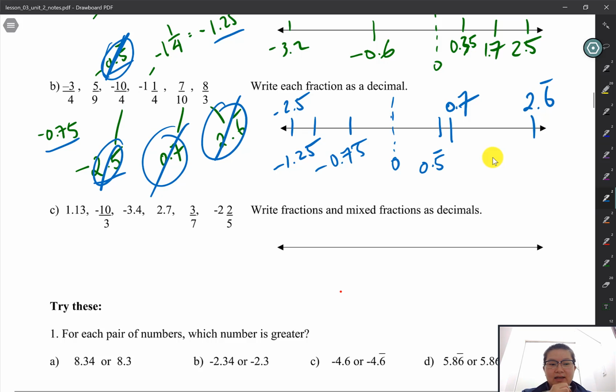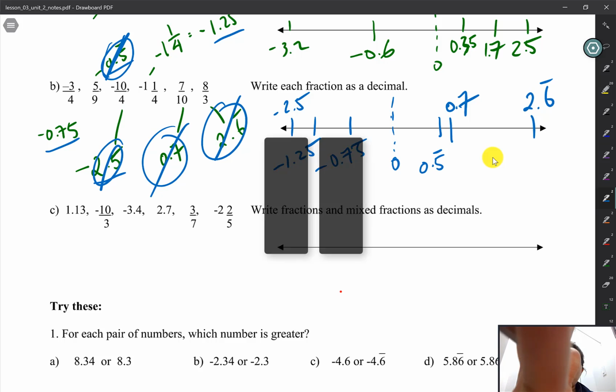Okay, next up is C. Guess what? You want to give this a try? Good time to pause the video.